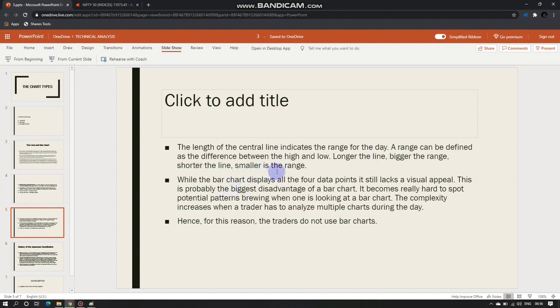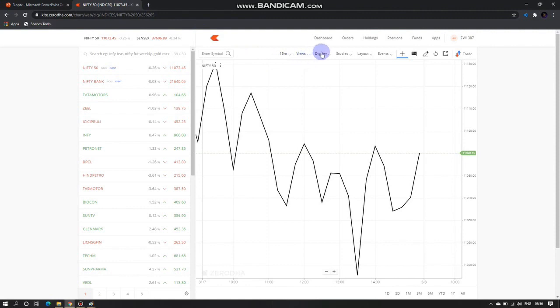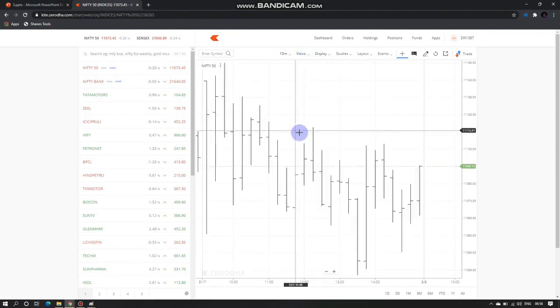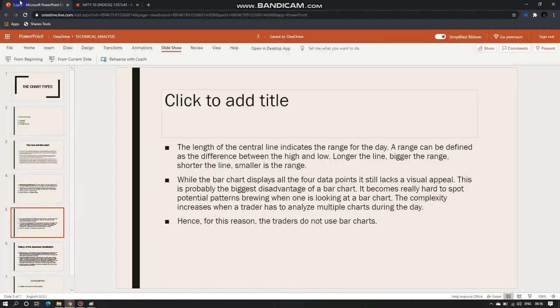While the bar chart displays all the 4 data points, it still lacks visual appeal. See, I was talking about this. It lacks visual appeal and it looks pretty confusing also. This is probably the biggest disadvantage of a bar chart. It becomes really hard to spot potential patterns brewing.